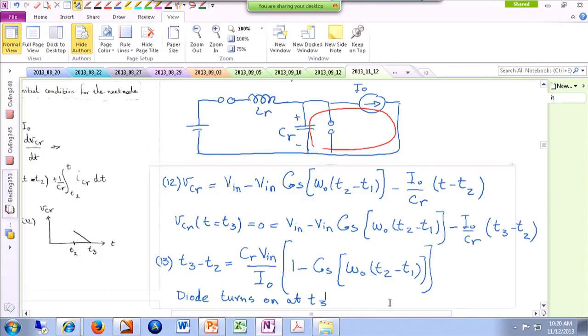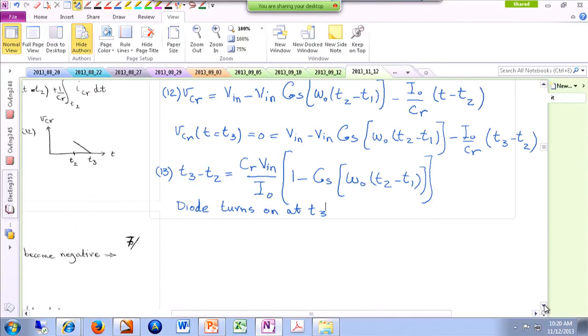So what happens in the next mode, which would be mode number 4? In this mode, the switch is off because we turned it off at the beginning of the previous mode, which was mode number 3, and we just had the diode turning on. And that's pretty much the last mode. It runs from T3 all the way to the end of the period, which is capital T.